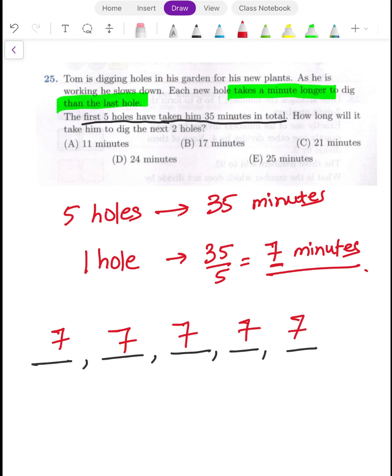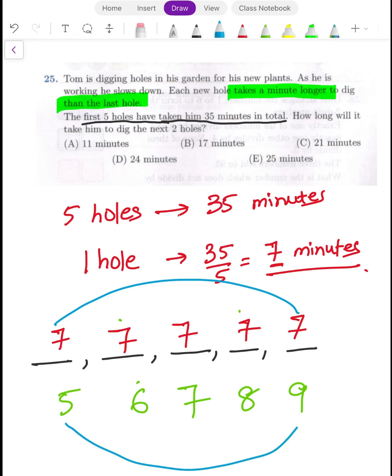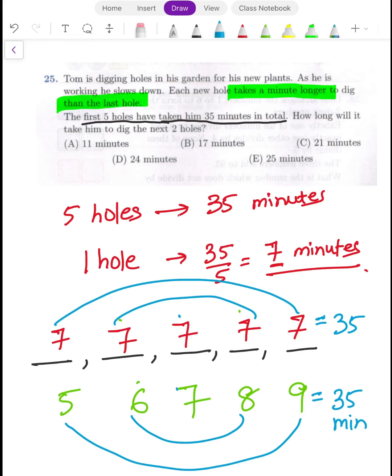If everything took 7 minutes, these would be our timings, but that is not the case. So the 7 would remain here for here and here. The one before would take 6 minutes and the one after would take 8 minutes. Similarly, the one before would take 5 and the one after would take 9. And this still works. You can check because the average still is the same. So 7 plus 7 was 14 and 9 plus 5 is still 14. 7 plus 7 is 14 and 6 plus 8 is 14 and 7 remains the 7. So yes, the total will be 35 minutes for this one if it was digging at the same speed, and the total is 35 minutes here as well.